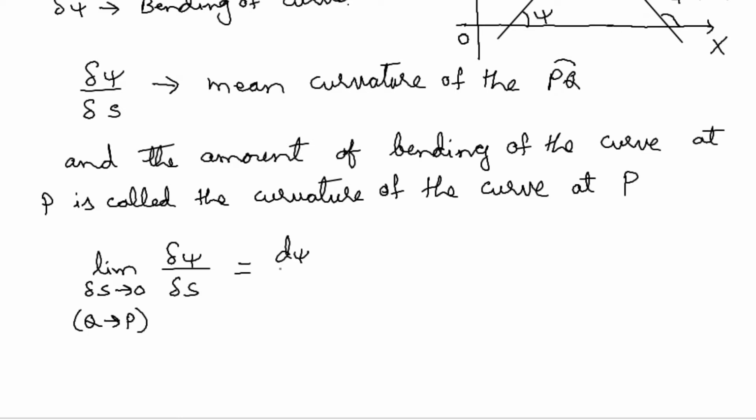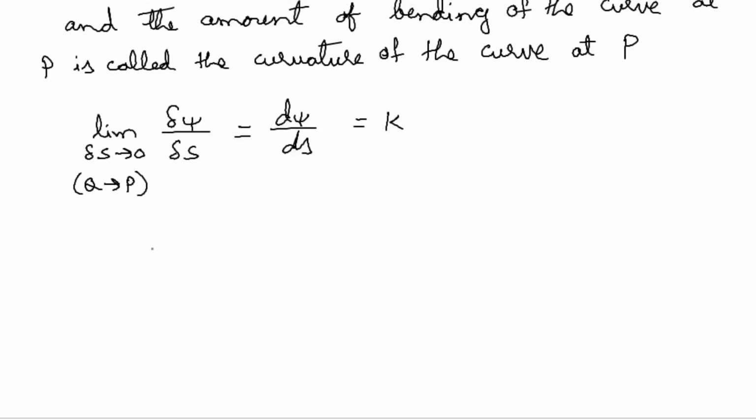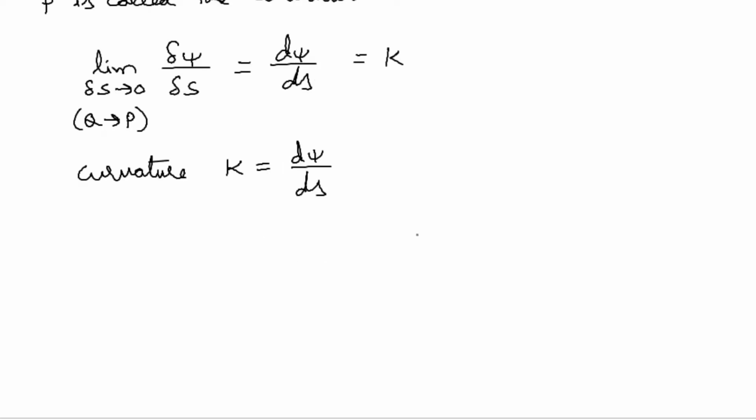Now this d psi by ds is called the curvature of the given curve, and it is represented by capital K. So the curvature of the given curve is represented by capital K. Therefore you can write curvature K is equal to d psi by ds. So this is called the curvature of the given curve.